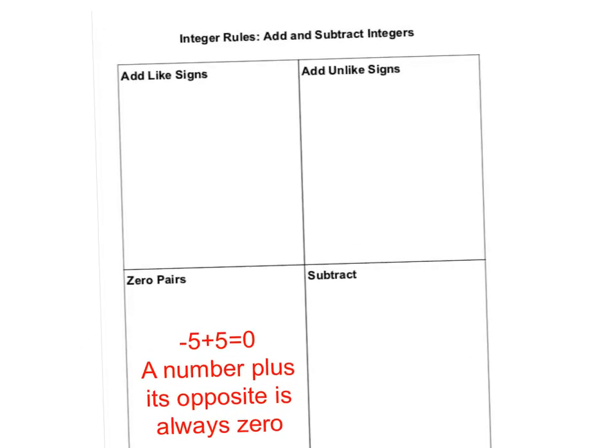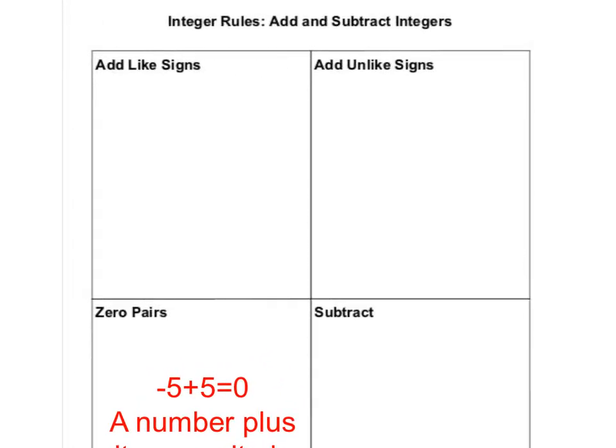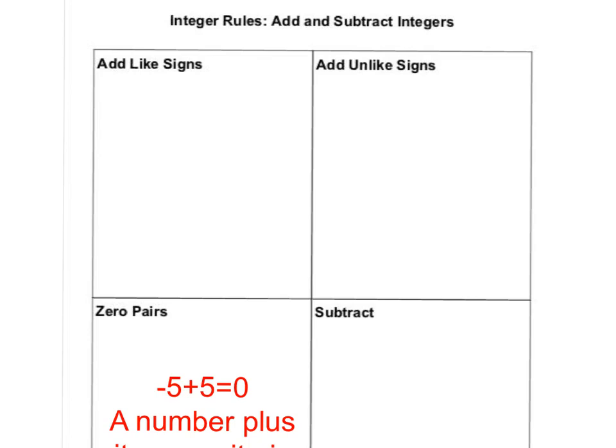All right, so now we're looking at adding like signs. When we add like signs, nothing cancels out. We don't have any zero pairs. They're all the same color.